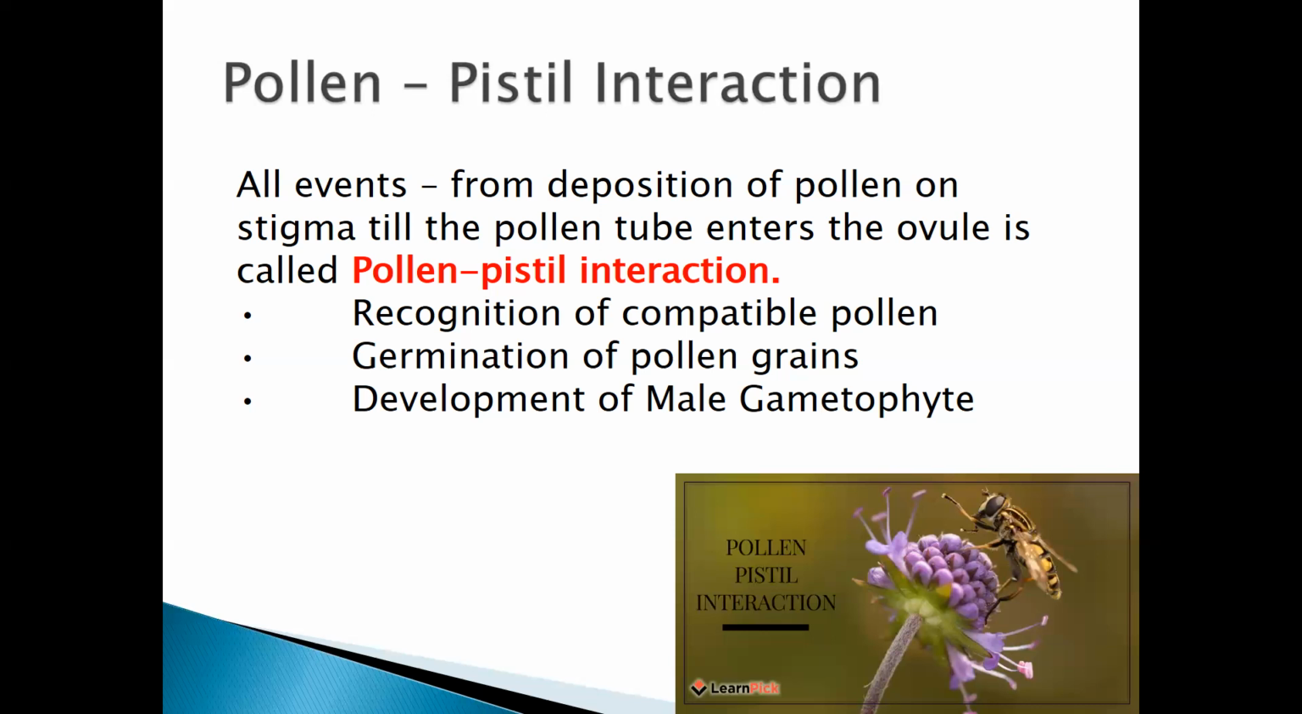In a similar way here, the pollen grains grow onto the stigmatic surface and form a pollen tube, and the pollen, that is the male gamete, enters inside the megasporangium, that is the ovule of the flower, fertilizing the egg. So this is nothing but the pollen-pistil interaction.